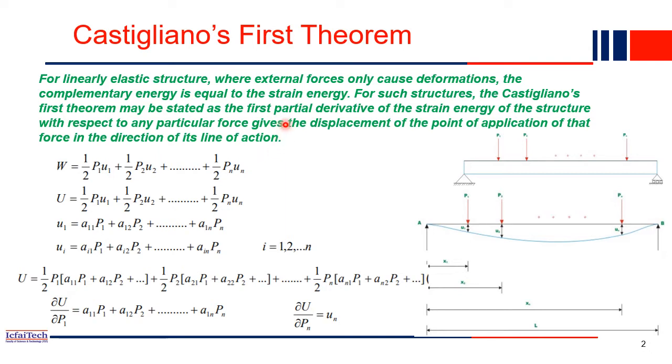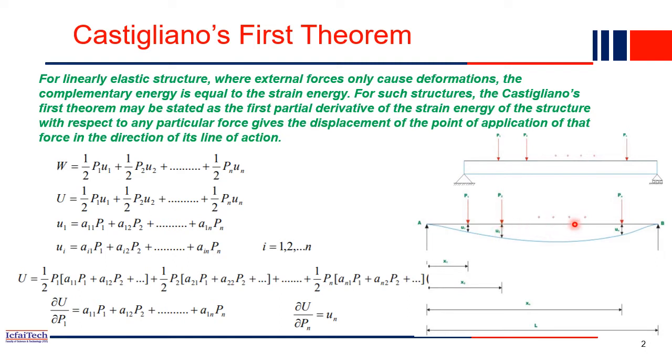What does this theorem say? Whatever strain energy is developed in the structure, if you take the first partial derivative of the strain energy of the structure with respect to any particular force, P1, P2, or any other force. For example, you want to find the deflection at this point. In that case, the partial derivative of the strain energy of the entire beam will be taken with respect to P2. For example, this is P2. So the partial derivative we have to take is with respect to P2.